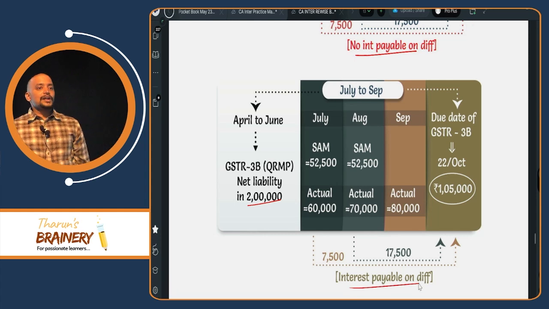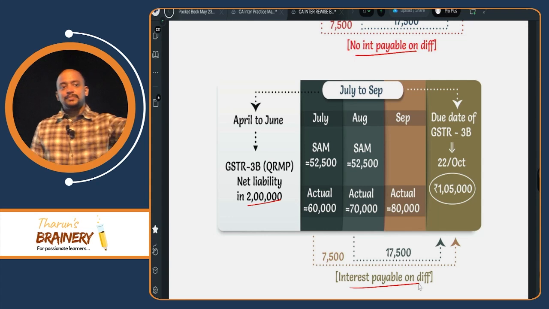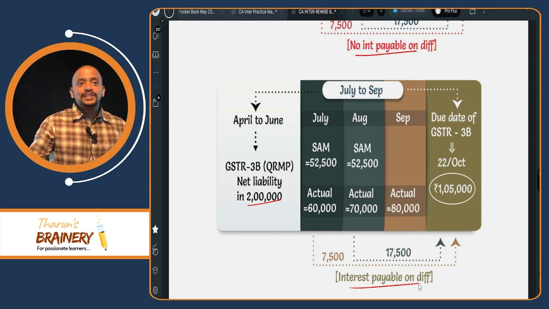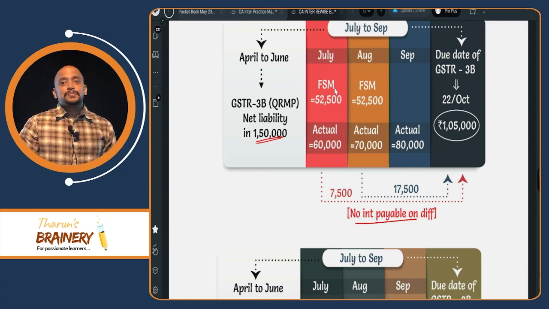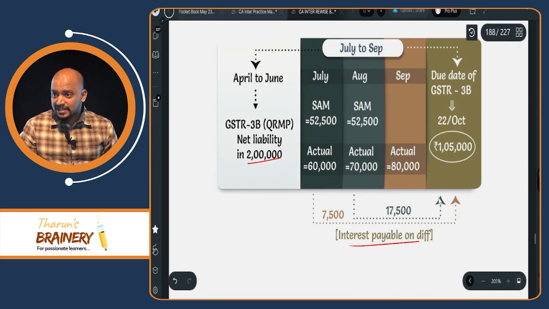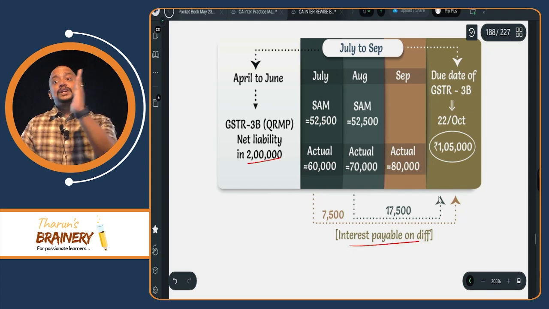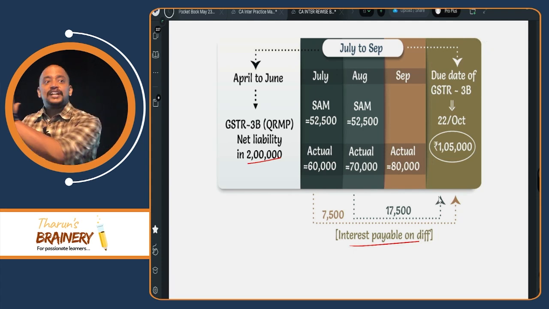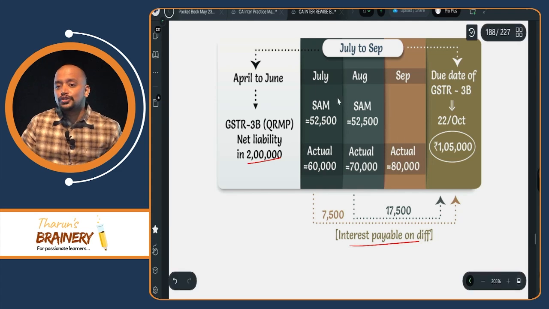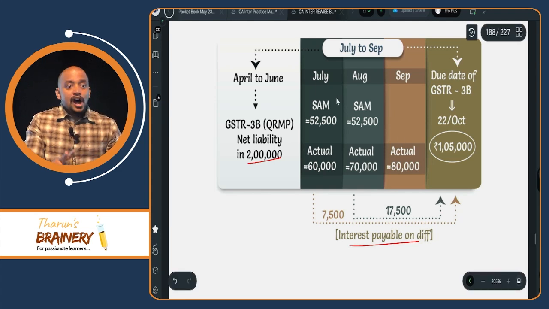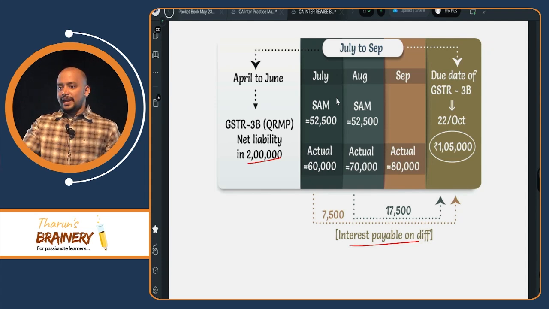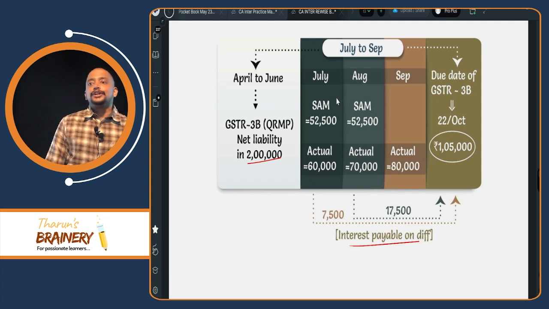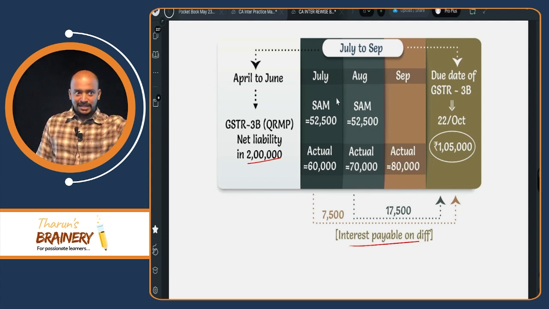Is it clear? So what is the difference between interest under the fixed sum method and the self-assessment method? If there is any difference between the actual liability and the liability paid in that month, in case of the self-assessment method, we need to pay interest on the difference from the 26th of the month following every month till the date of payment. Why? Because July month you should have paid by 25th of August, August month by 25th of September. So from the first date after the due date till the actual date of payment, we need to compute the interest in case of the self-assessment method.